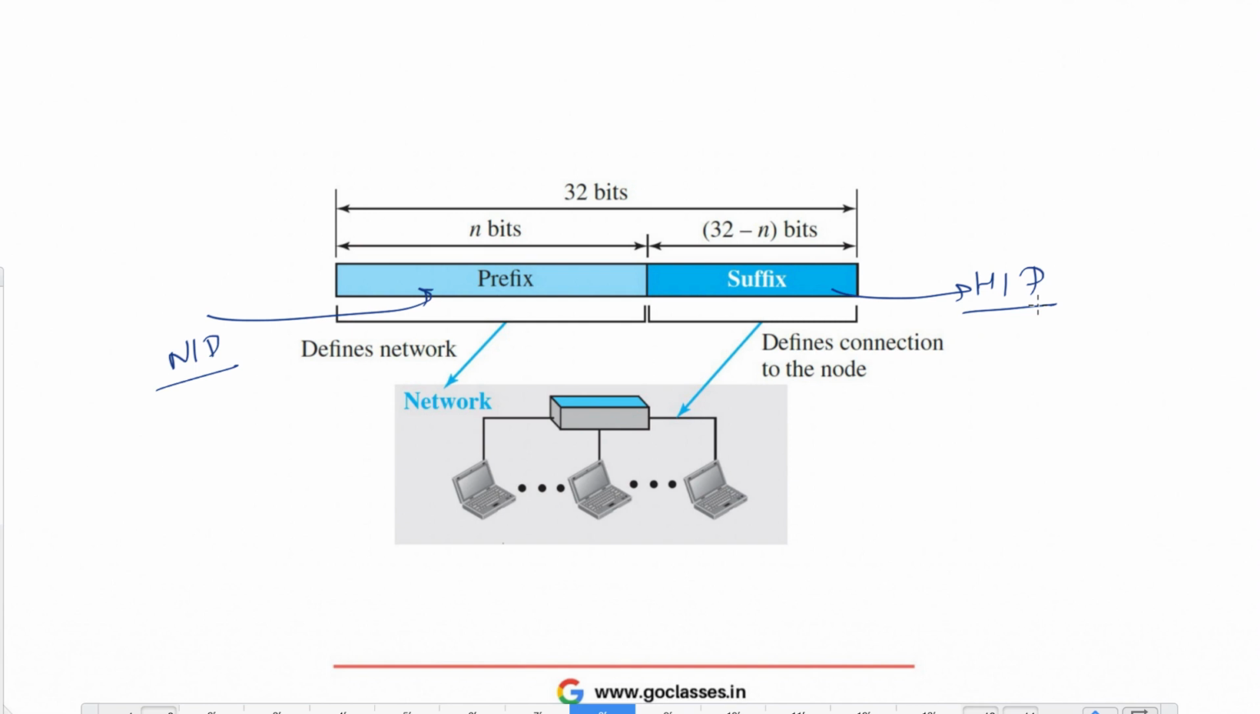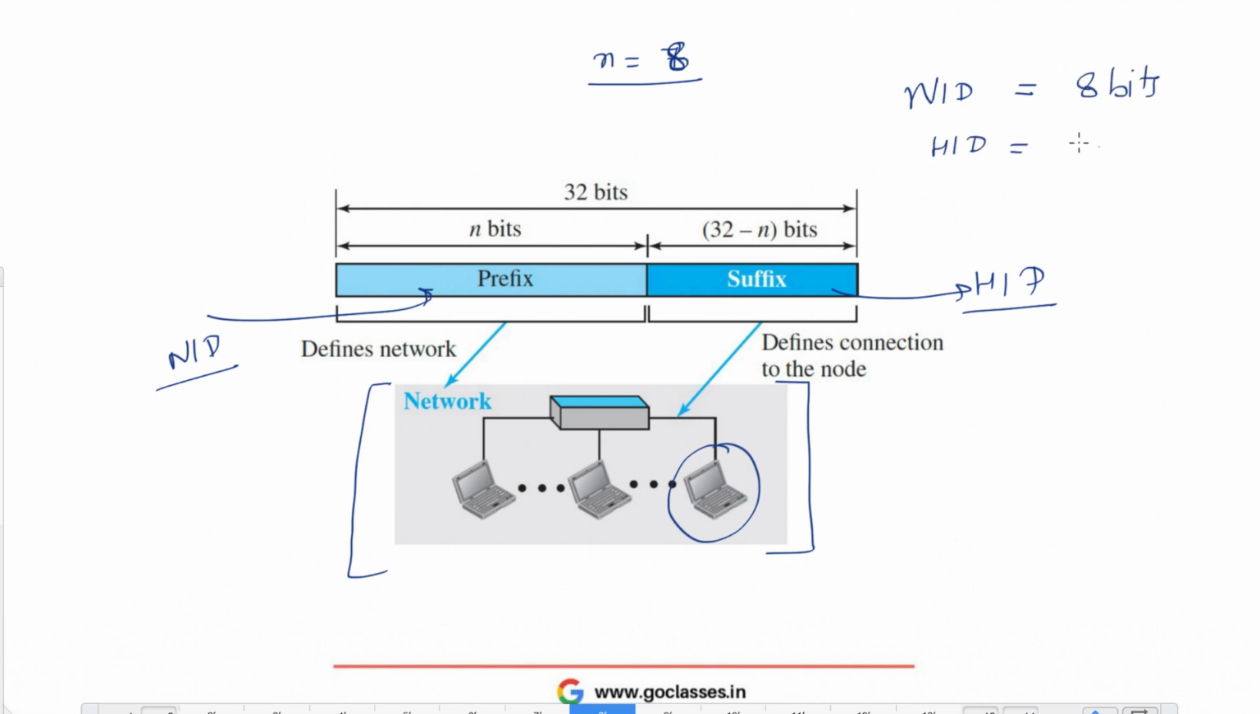If you look at this diagram carefully, the network ID identifies the network, which means the job of the network ID is to reach only till the network. Now within the network, the host ID plays the role: if you want to connect to or identify a specific host within the network, you use the host ID. That's how it works. Suppose I give n bits to the network ID, then obviously 32 minus n bits will be assigned to the host ID. Now suppose n is 8. In this case, I have a network ID of 8 bits and a host ID of 24 bits.